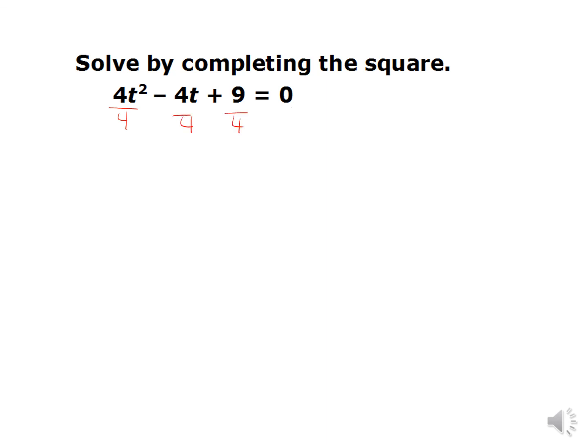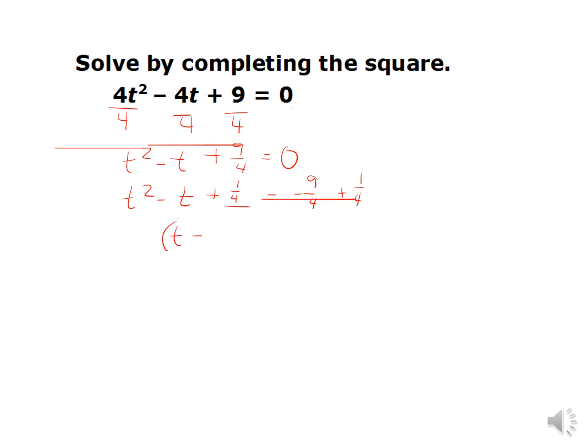It doesn't matter because this will just be 0. And we get t squared minus t plus 9 over 4 equals 0. Then we get t squared minus t plus blank equals negative 9 over 4. This is 1, so 1 divided by 2 is 1/2. 1/2 squared is 1/4. And then what we should notice at this point, when we factor, is that we're going to get negative 9 over 4 plus 1/4 is negative 8 over 4, which is negative 2.